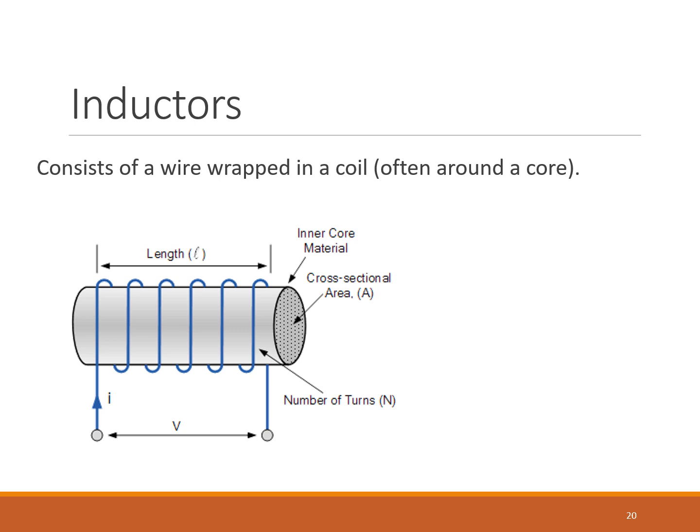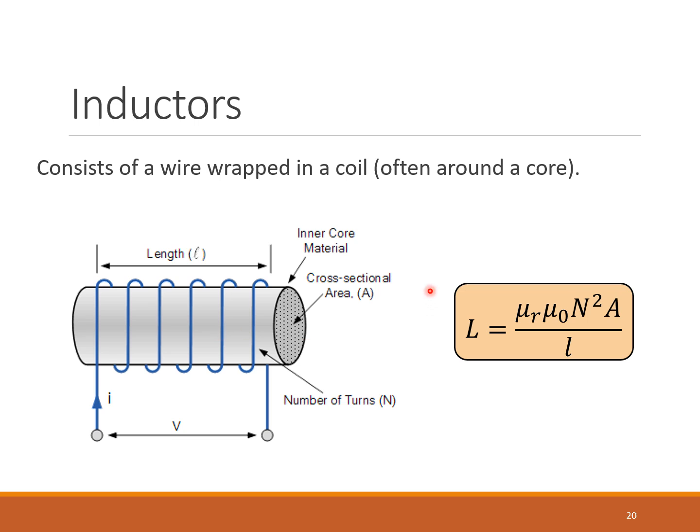The basic form of an inductor is shown here in the bottom left. We see we have a wire or some current carrying element which is wrapped around in a series of loops, or we say it creates a coil. Oftentimes this coil is going to be wrapped around some core, so we can think of this as being a piece of metal, but we can also just have a coil wrapped around air, so we have an air core.